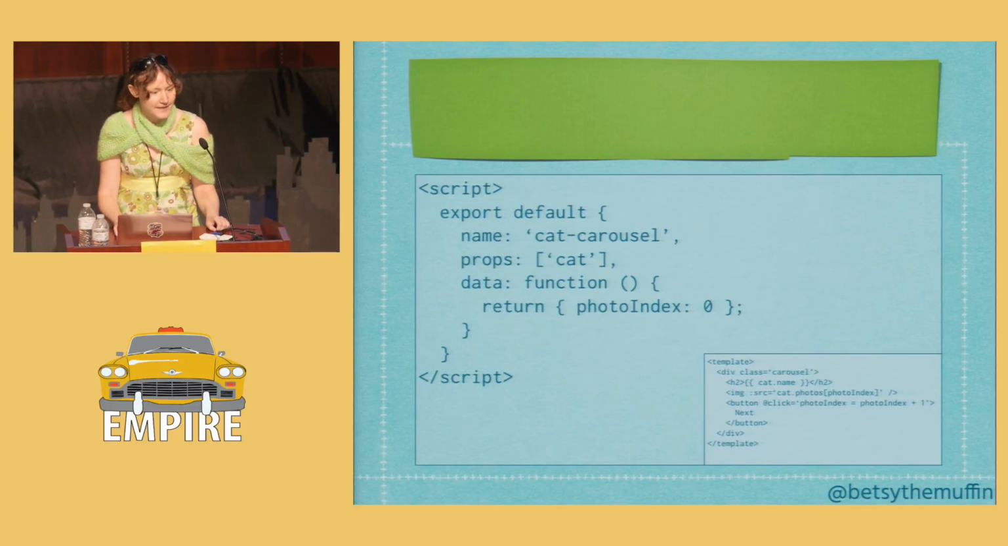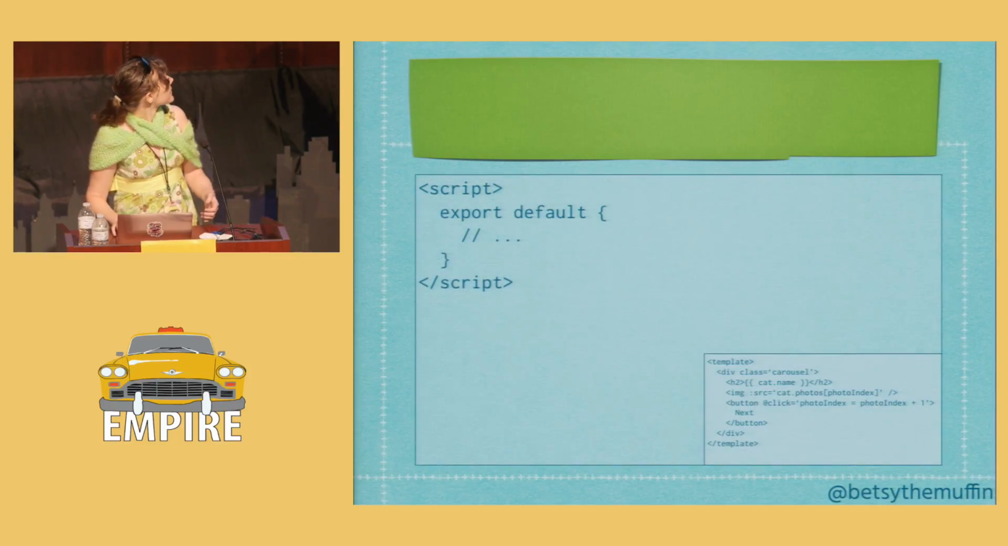Here's the JavaScript code that makes this component template go. Notice that there's not that much of it. Right now, most of the logic is in the template, which is fine for a lot of applications. All we're doing here is naming the component, passing the cat object into it as a property, and creating a data object to store the photo index. And a data object, if you've used other frameworks, is roughly equivalent to the component state in React, or to the scope object in Angular 1.